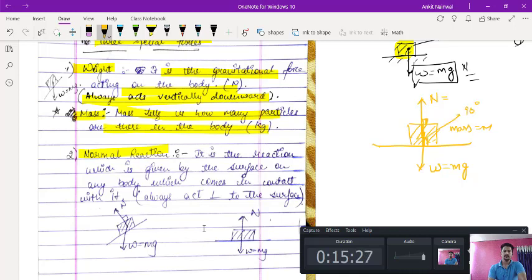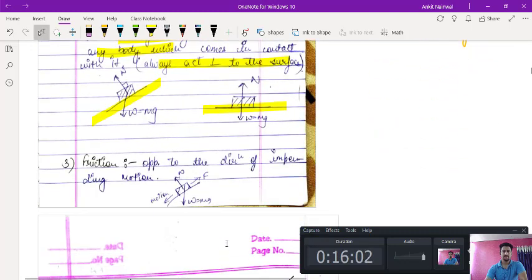This is 90 degree. It is the reaction that is given by this surface on the body which is in contact with it. It always acts perpendicular to the surface, that I have already told. If the surface is inclined also, or if it is flat also, the normal reaction force will always be perpendicular to the surface. Now the last one, that is frictional force.